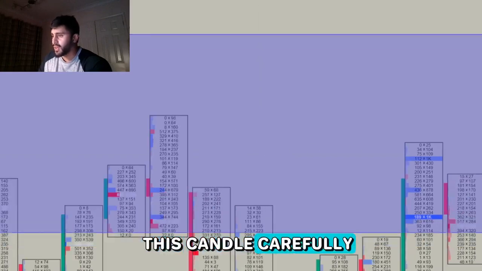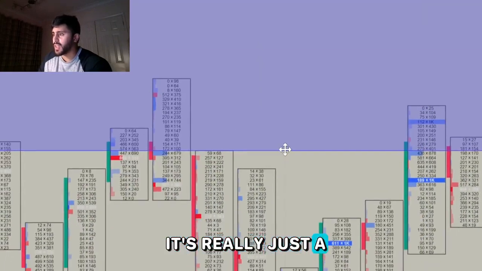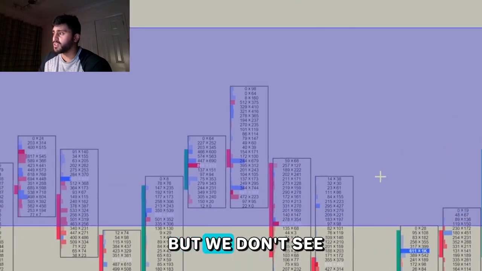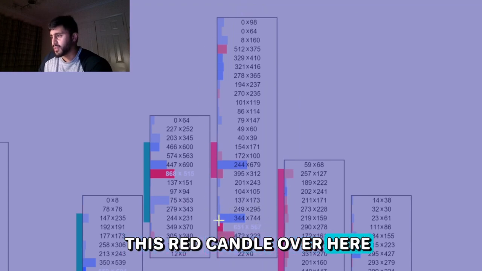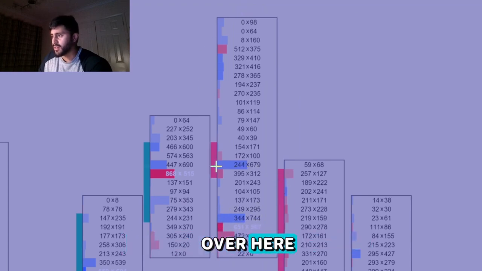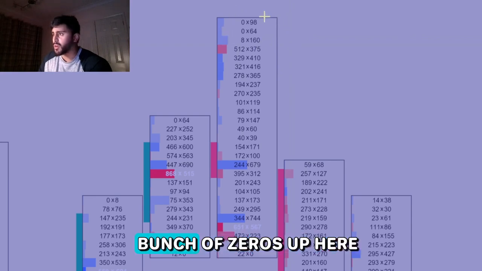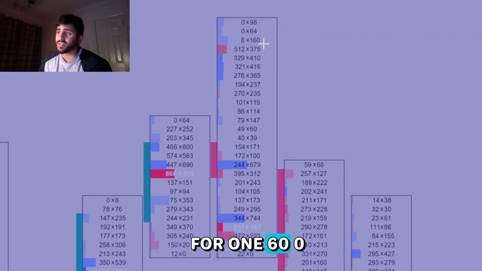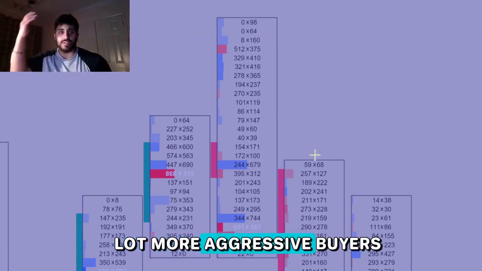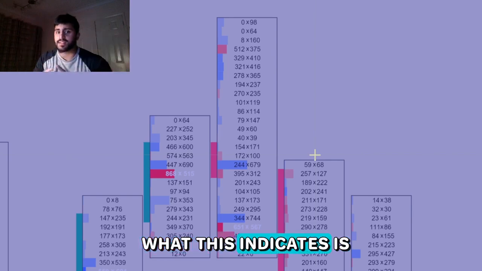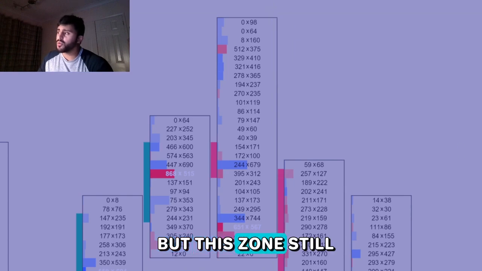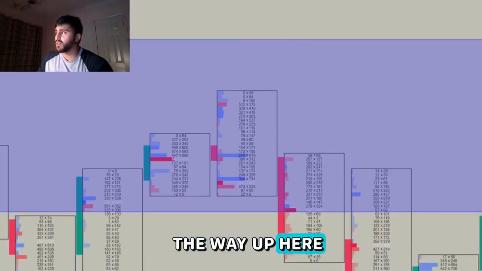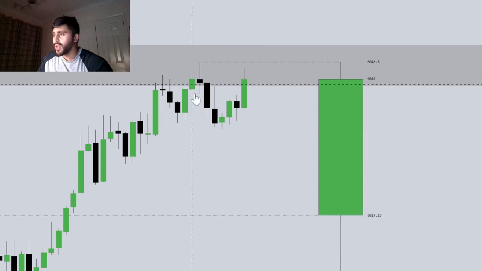When we look at this candle carefully, it's really just a red candle, but we don't see the intricate details going on behind. So we have this red candle over here, but we have a lot of aggressive buyers over here, a lot of aggressive buyers over here, and we have a bunch of zeros up here, like 8 for 160, 0 for 64, 0 for 98. When you see a lot more aggressive buyers, what this indicates is that the aggressive buyers are trying to drive price higher, but this zone still held. The zone is all the way up here. When we go to the regular candlestick chart, it's this candle over here.